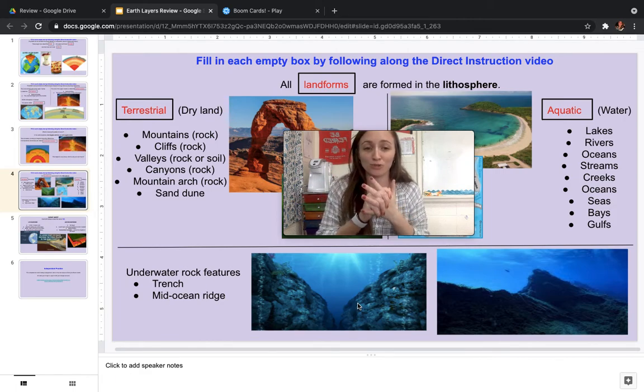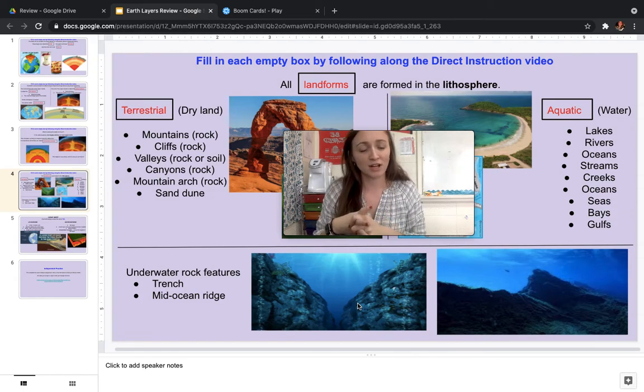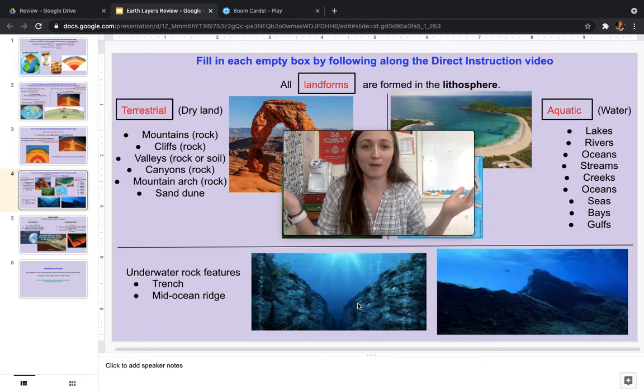Or the mid-ocean ridge is basically like an underwater mountain. And we have talked about that a little bit. We're going to talk about it more later on. So those are all the types of landforms that can form in the lithosphere.